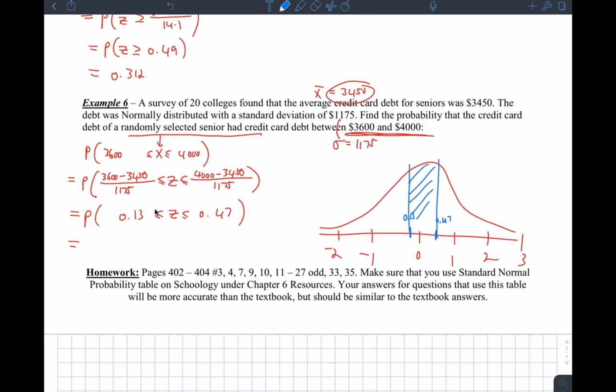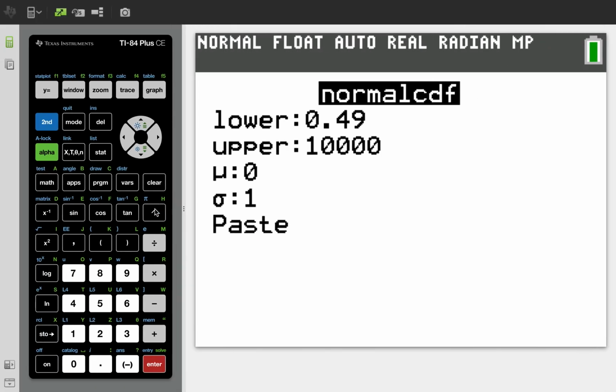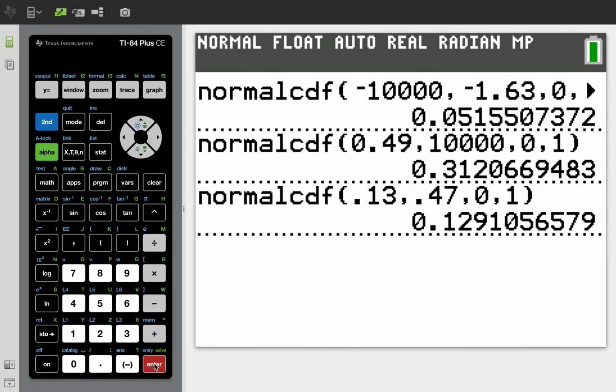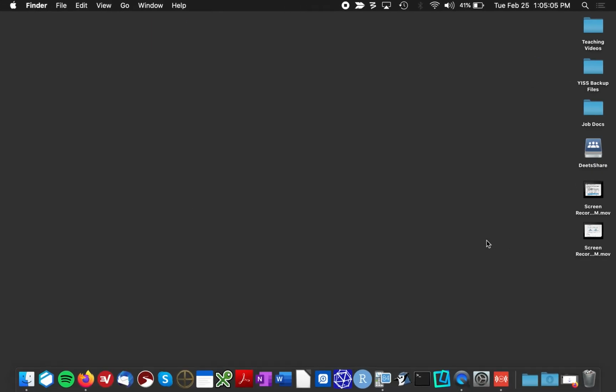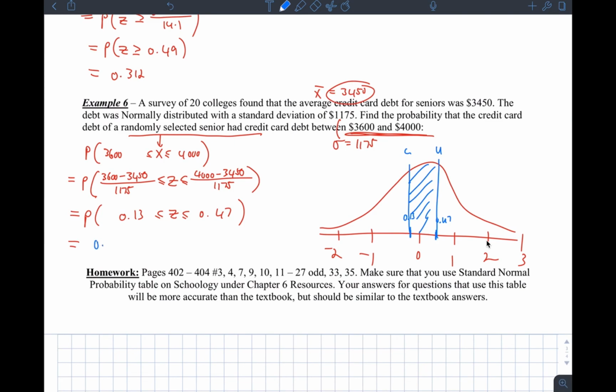This is what we're looking for, this area, okay, on the standard normal distribution. So my lower bound is now here, and my upper bound is now here. So my lower bound is 0.13, and my upper bound would be 0.47, and still mean 0, standard deviation 1, because we standardized these values to be on the standard normal distribution, and that's what we get, 0.129. And if I round to the thousandth here, I'm just going to get 0.129, okay, so here we go, 0.129.